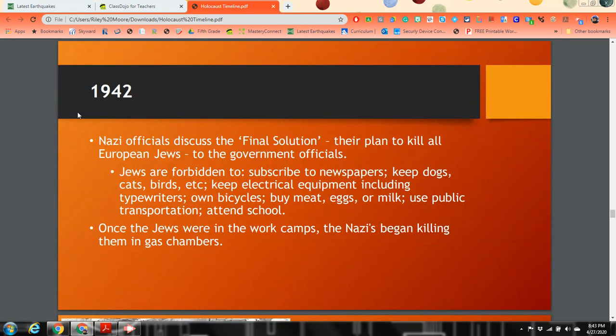Now, in 1942, the Nazi officials discussed what was known as the final solution, which was their official plan to kill all European Jews. According to government officials, Jews are forbidden to subscribe to newspapers, keep dogs, cats, birds, and etc., keep electric equipment, including typewriters, own bicycles, buy meat, eggs, or milk, use public transportation, and attend school.